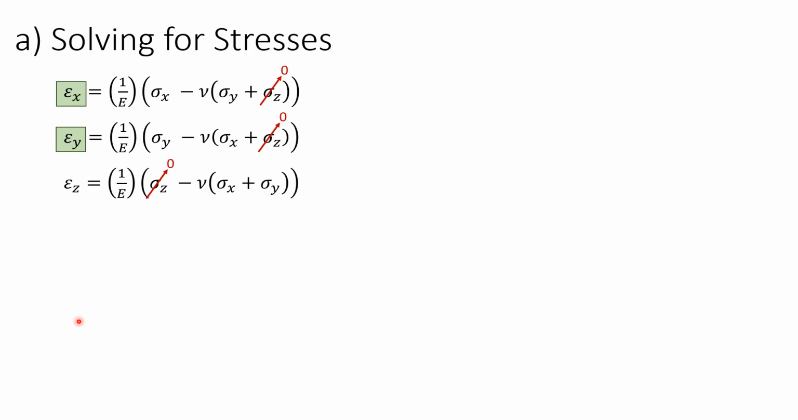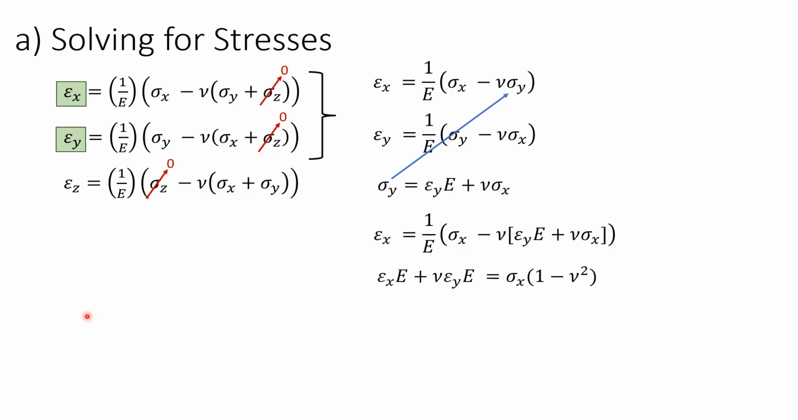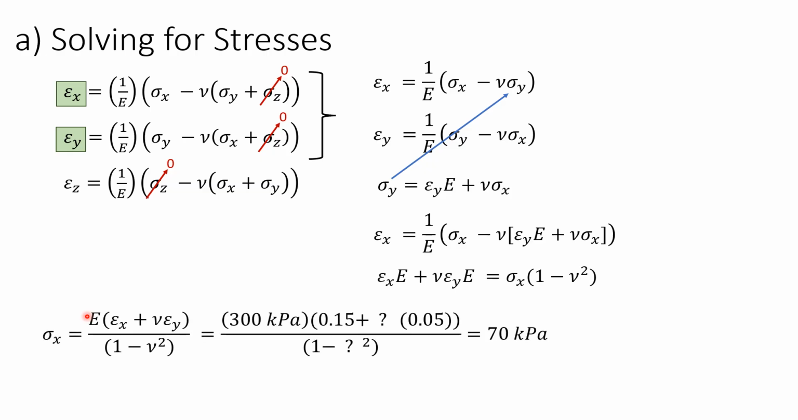We'll go ahead and we'll go through the math step by step, but of course you're welcome to skip ahead if you'd like. We can start by rewriting the equations for strain in x and y, and then rearrange the equation for the strain in y to solve for the stress. We can substitute that back into our equation for the strain in x, which gives us an equation that has 2 known values and only 1 unknown. Finally, we can rearrange this equation to solve for our unknown value of the stress in x.